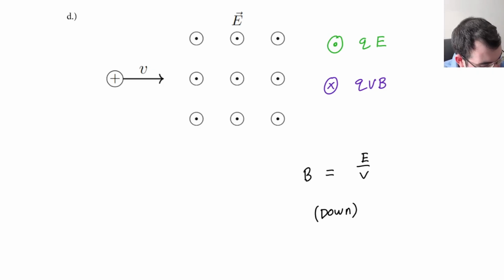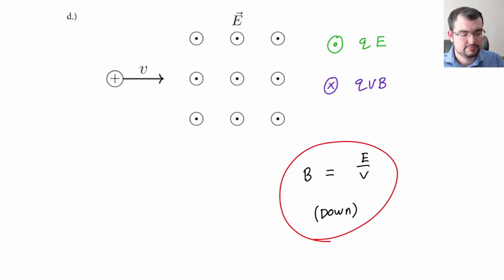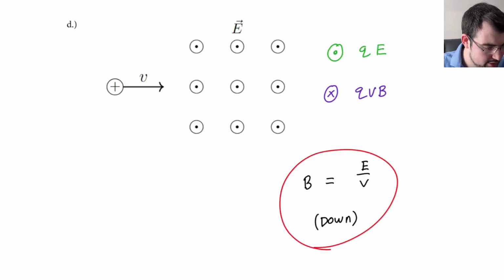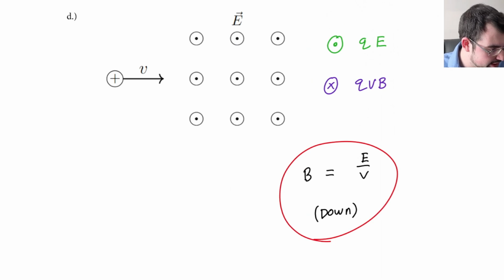So again, how did I do that? I know I had to stick my right thumb to the right, and I had to stick my palm in so it points into the screen. So that means my finger's pointed down for B. So tricky, but very conceptual.